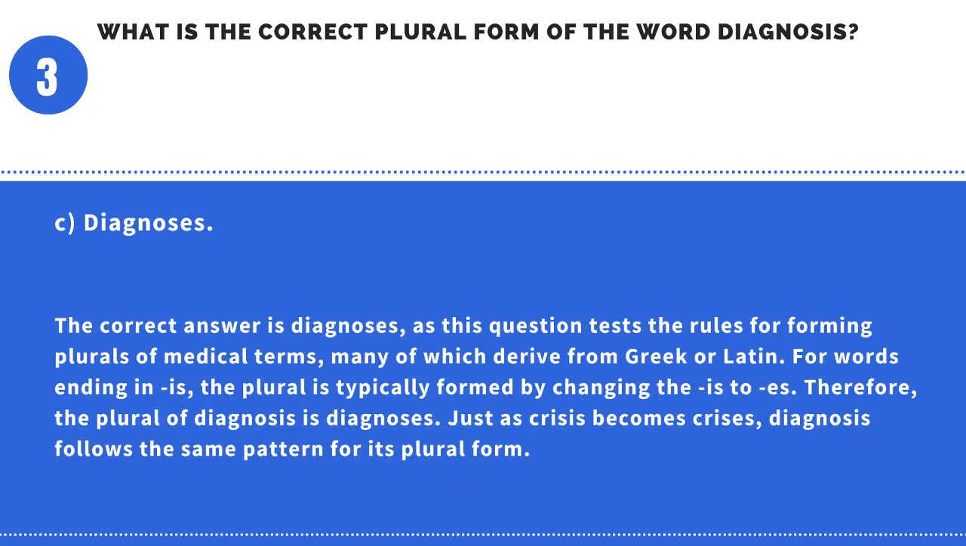Answer: C. Diagnoses. The correct answer is diagnoses, as this question tests the rules for forming plurals of medical terms, many of which derive from Greek or Latin. For words ending in is, the plural is typically formed by changing the is to es. Therefore, the plural of diagnosis is diagnoses. Just as crisis becomes crises, diagnosis follows the same pattern for its plural form.